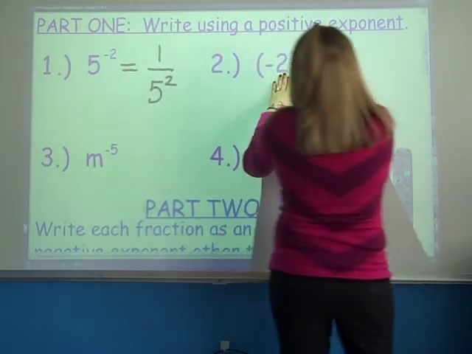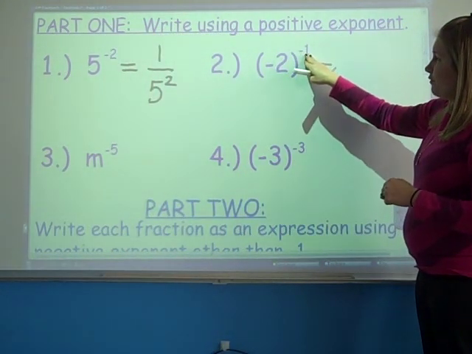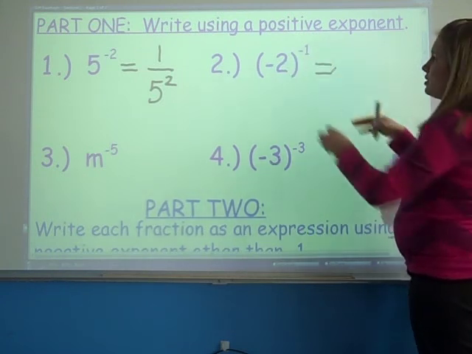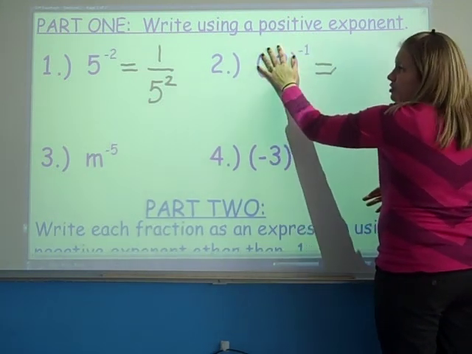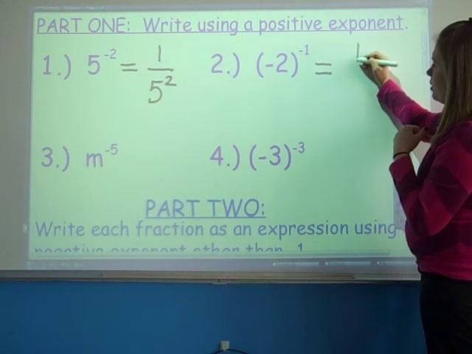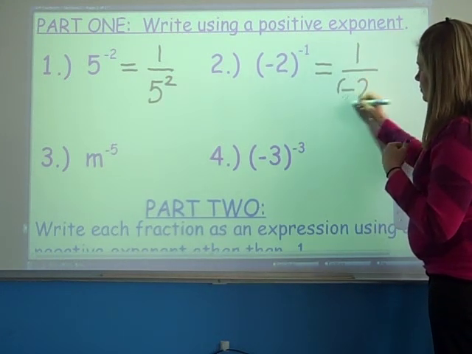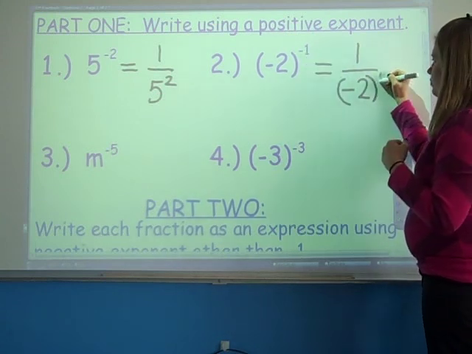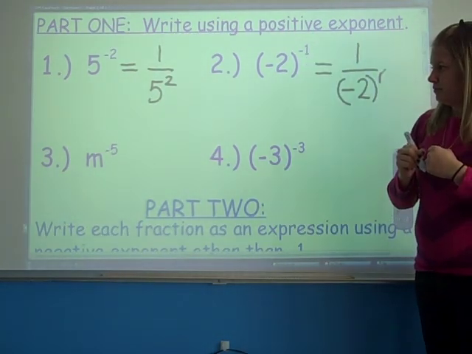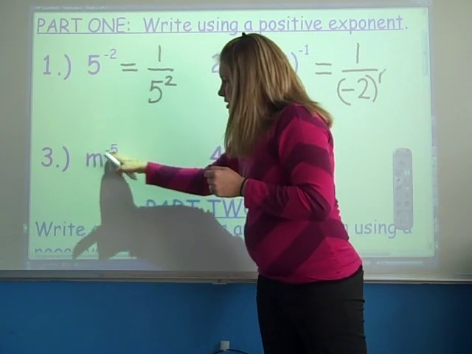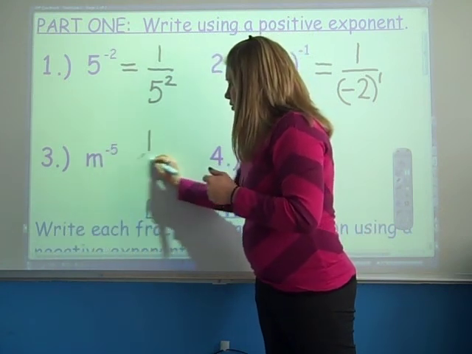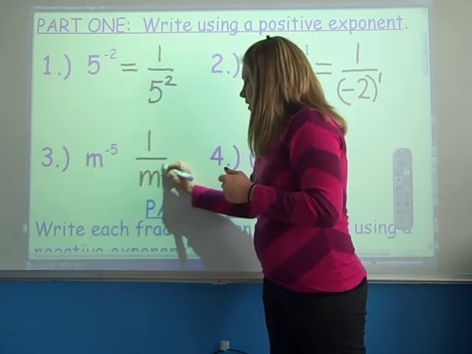Okay, this one is to the negative first power. To make that a positive exponent, we just take whatever this is, we don't change it, and put it in the denominator. 1 over, keep your negative 2 here, and you just make the exponent positive, 1. Okay, let's try the next one. M to the negative 5th means 1 over m to the 5th power.